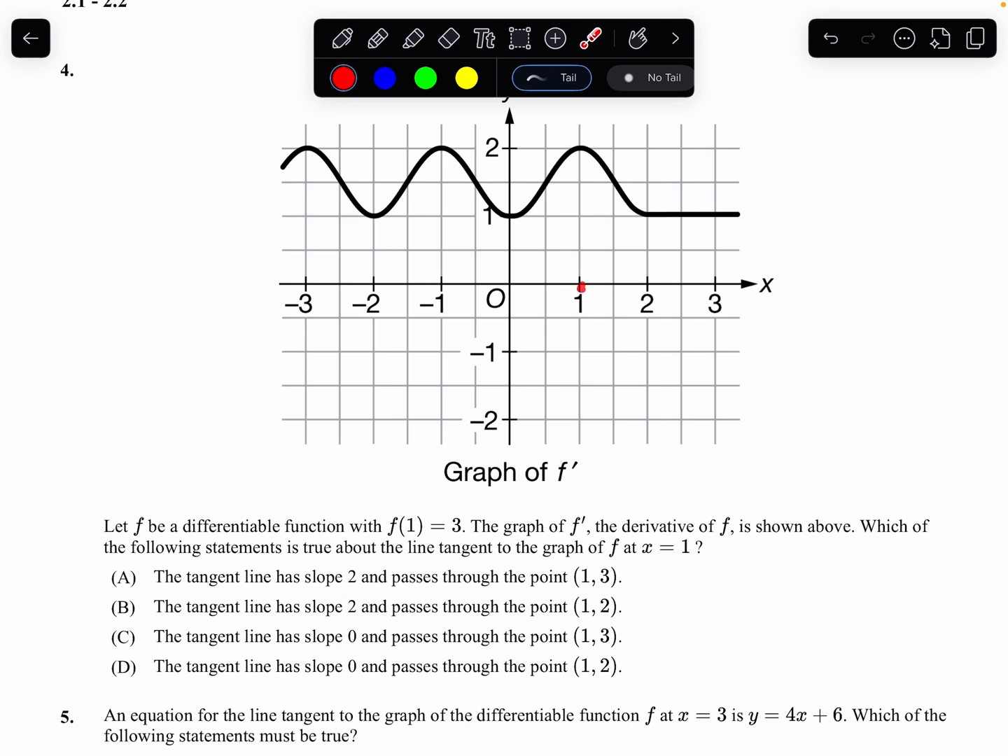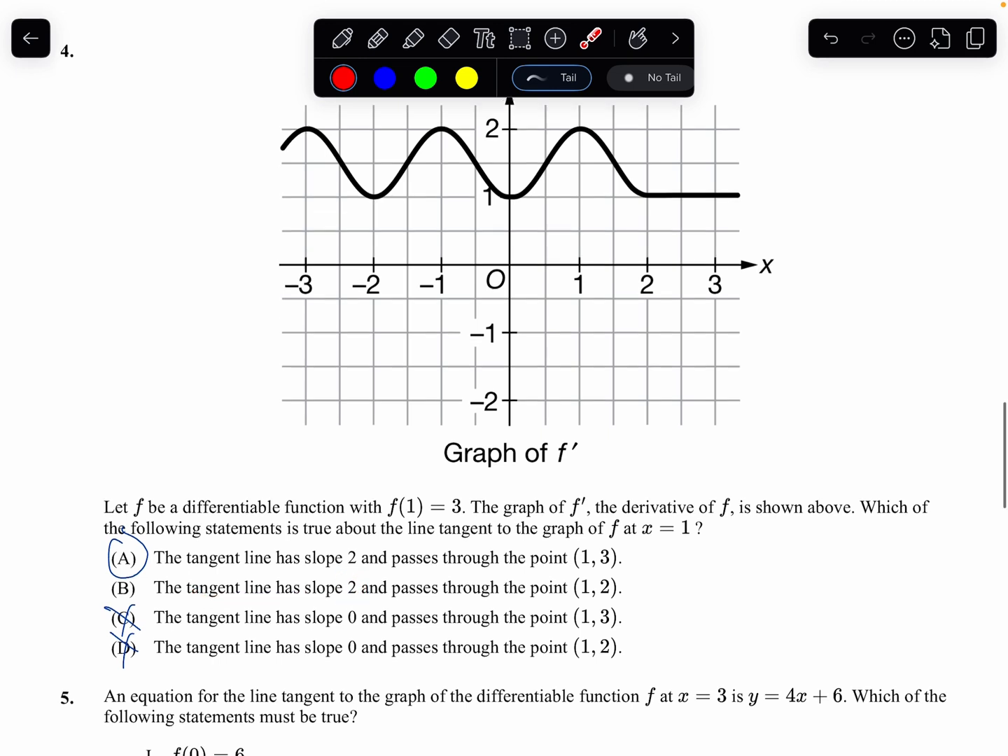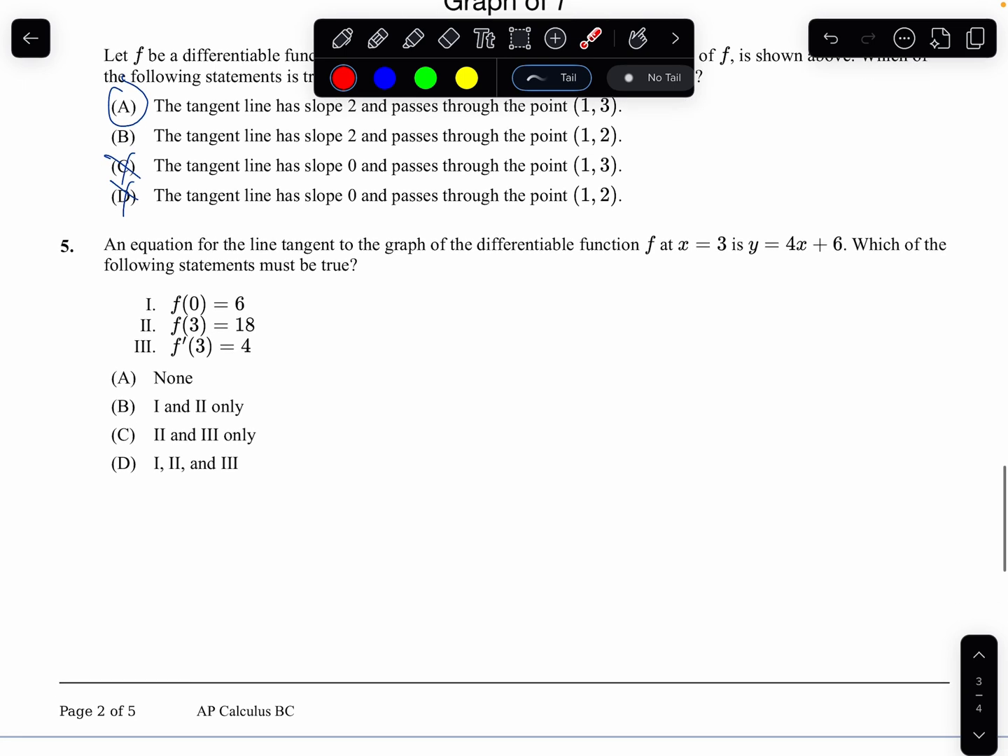Yes, at x equals 1, it has a slope of 2, not a slope of 0. So it can't be C, can't be D, and passes through the point 1, 2. No, passes through the point 1, 3. That's stated here. So the graph of f, which we can't see, passes through the point 1, 3, and it's going to have a slope of 2. The tangent line is going to have a slope of 2, and the graph is going to have a slope of 2, but yeah.